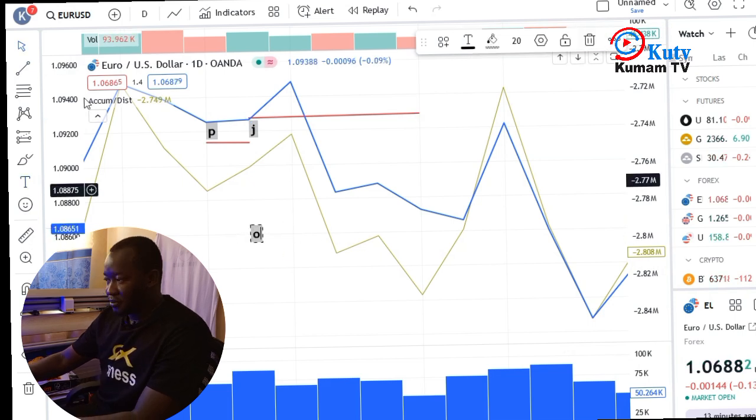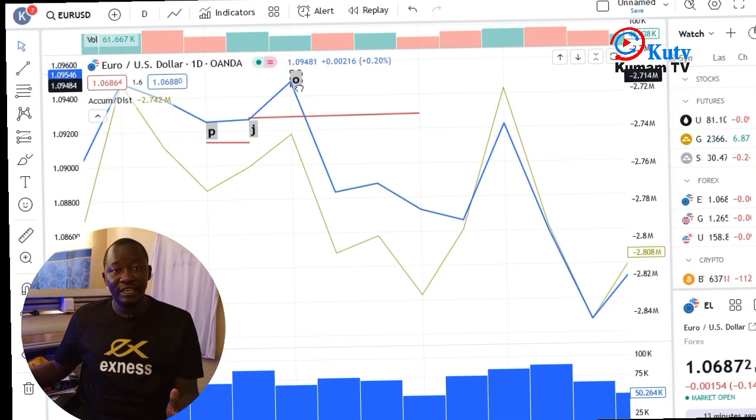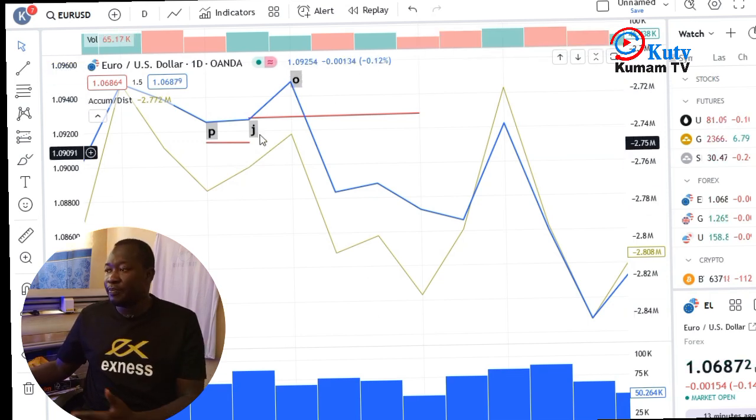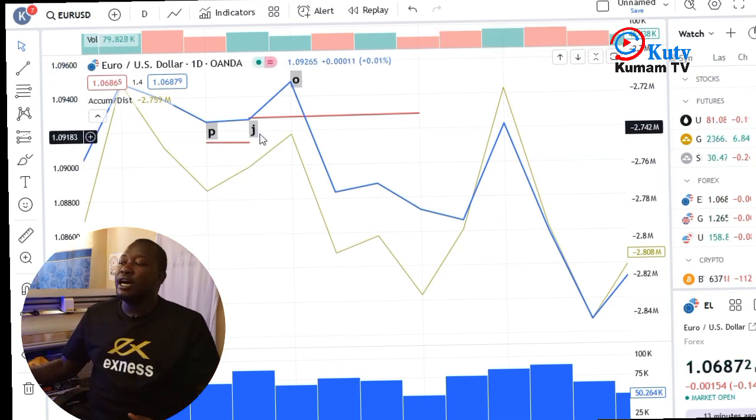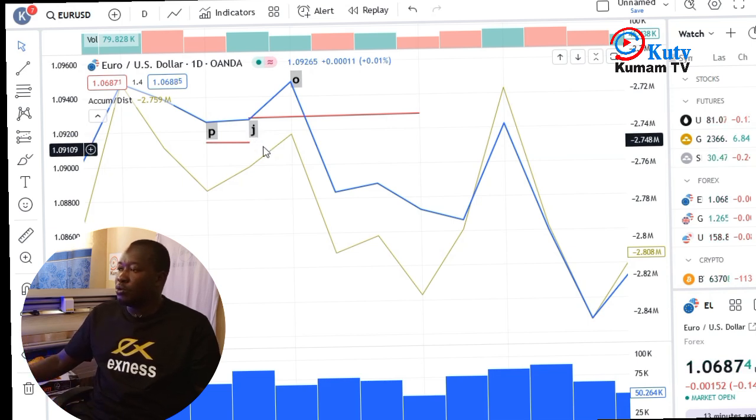So here, O. From P to J, we got another flat line, right? Then now it's the right time to sell. We placed our sell at J. So it had to take a rising slanting line to O.